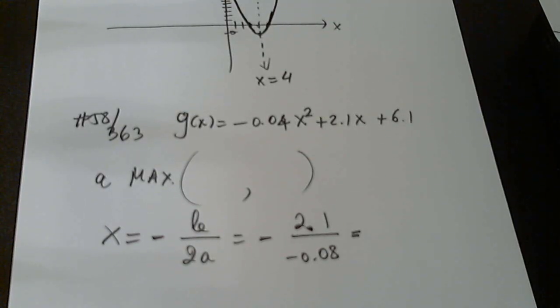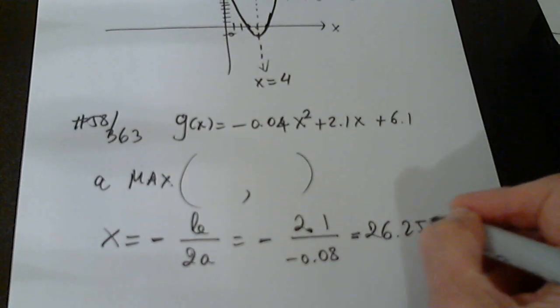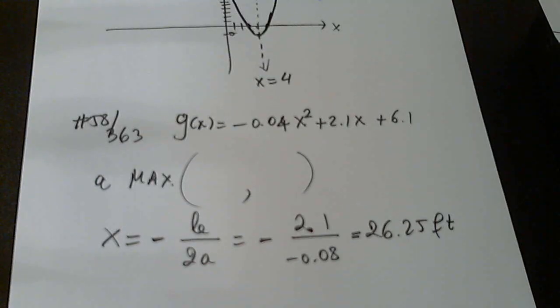So here it is. So we have 2.1. Of course, the answer has to be positive. 2.1 divided by 0.08. So 26.25 feet. That's the x. What does it mean again?